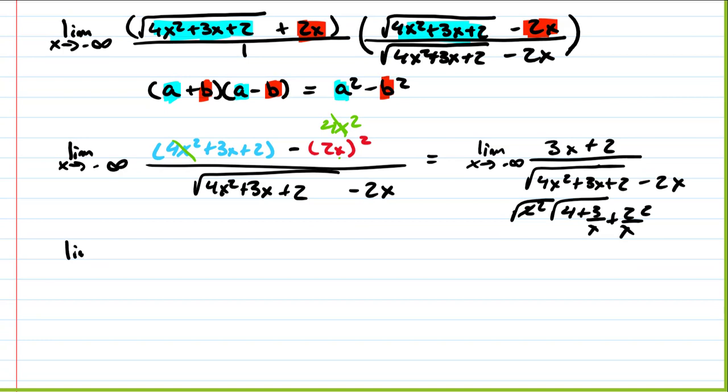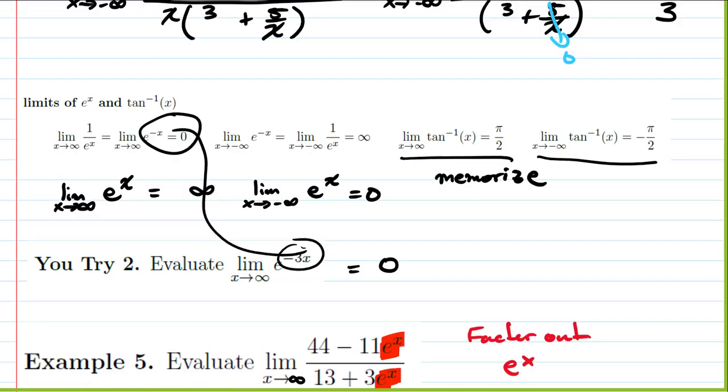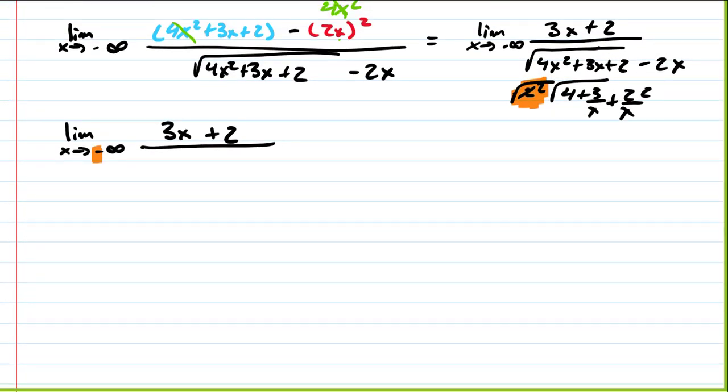And then we have the limit as x goes to negative infinity. And since we're going to negative infinity, when we have the square root of x squared, what are we going to get? Is it going to be positive x or negative x? Yeah, it's going to be negative, right? Because x is less than 0, so what do we get? Negative x. So we get our negative x times what's left behind, 4 plus 3 over x plus 2 over x squared, and then we get minus 2x.